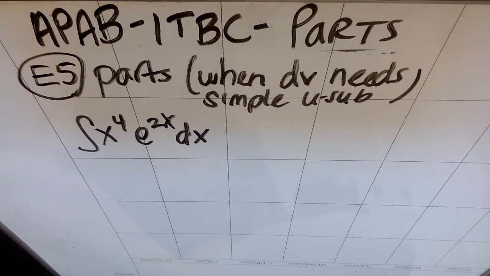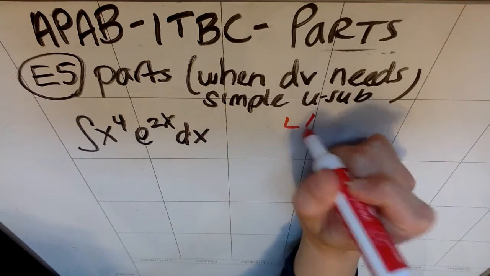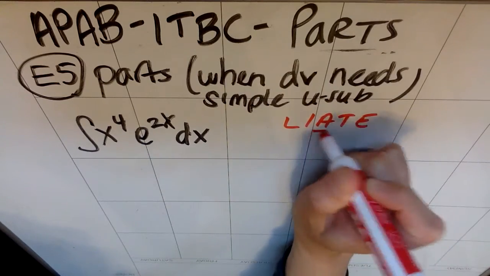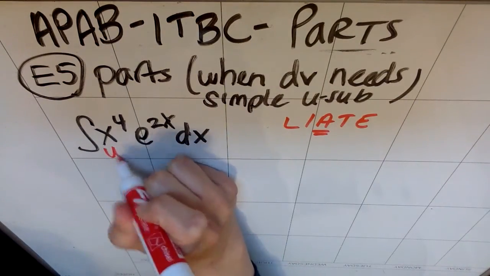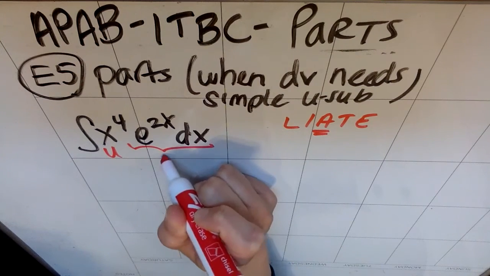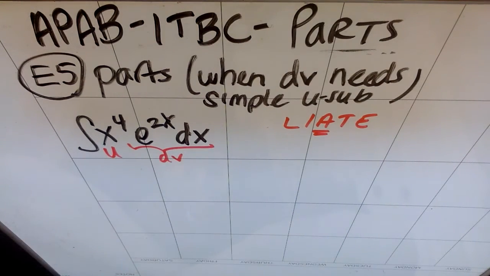This is APAB Calc. We're doing Intro to BC, which is ITBC, and we're doing topic number 1, which is parts. So in example 5, we're going to do parts when the dv involves some simple u sub. Using LIATE, we always use LIATE to choose our u. I see that the algebraic function, which is the x to the 4th, will be my u, and the exponential stuff and everything else that's left over will be my dv, right?